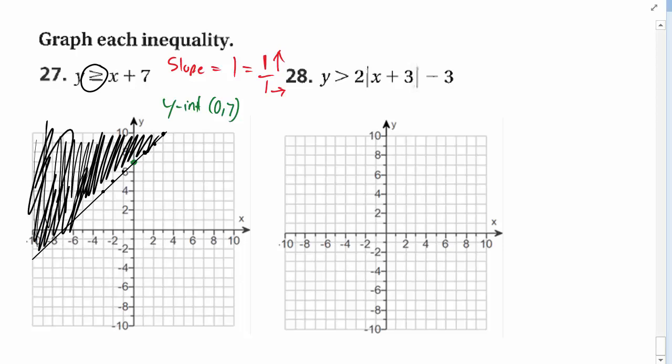You could also graph this line using a table if you want. So feel free to use a table, but I just plot the y-intercept and use a slope. This one, it's an absolute value symbol, so it's going to be a V shape. First, I'm going to find the vertex.